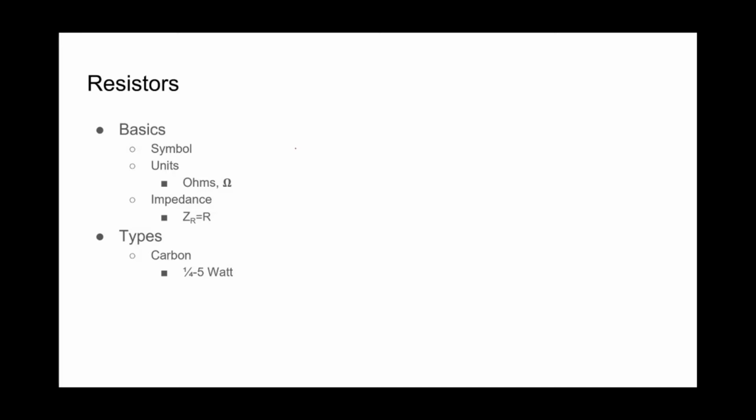So most of the ones that we sell in the shop are these kind of slender bodies. They'll usually have four or five colored stripes, and those stripes denote the value of the resistor. You can look it up online, or you could just use a multimeter.